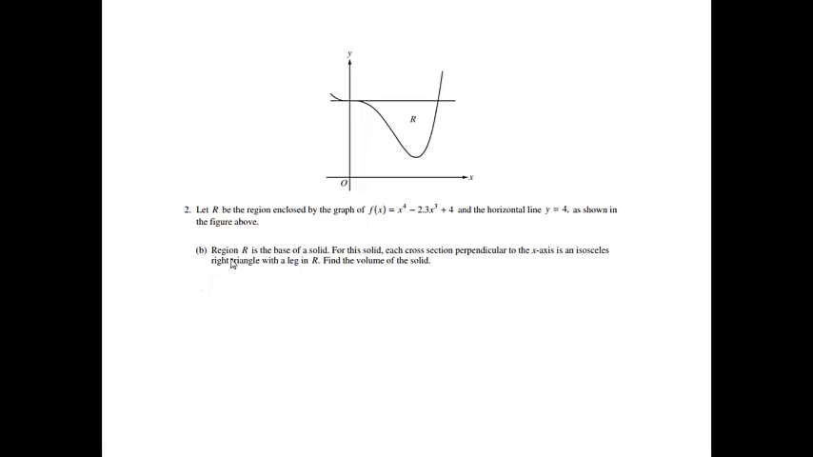All right, part B, region R is the base of a solid. So again, we're going to get that region again. For this solid, each cross-section perpendicular to the x-axis is an isosceles right triangle with a leg in R. Find the volume of the solid. So we're perpendicular to the x-axis, so we want things in terms of x. Our volume is just going to equal, we found in part A that we're going to be going from 0 to 2.3, and then we just need to find the area of that cross-section, and it does say the cross-section is an isosceles right triangle.